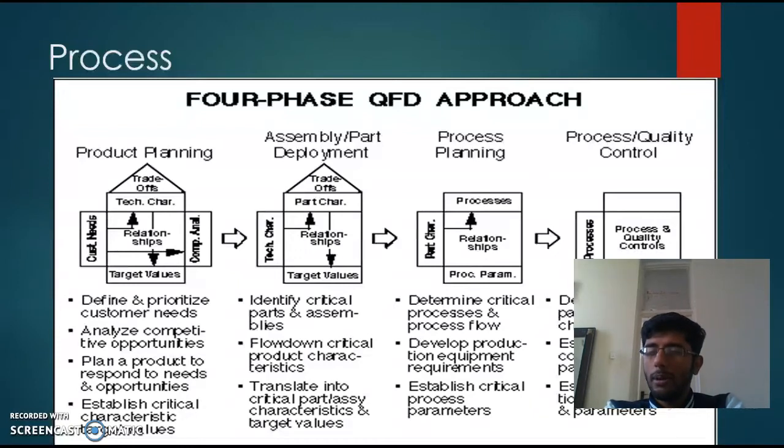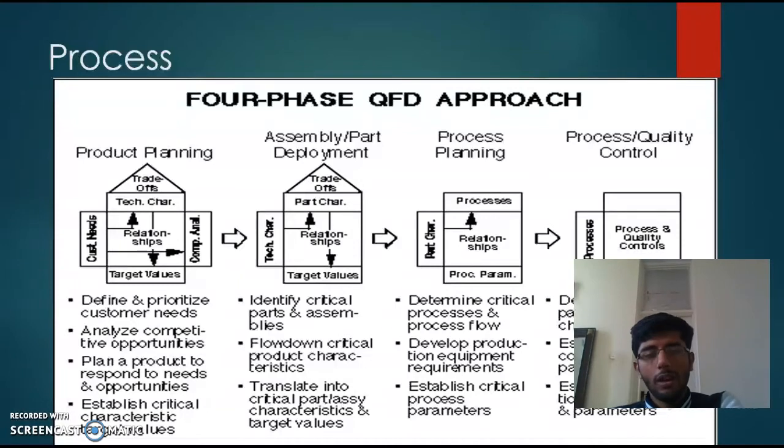The fourth stage consists of process quality control. It consists of determining critical part and process characteristics, establishing process control methods and parameters, and lastly, establishing inspection and test methods and parameters. These are the four stages in the process of quality function deployment.